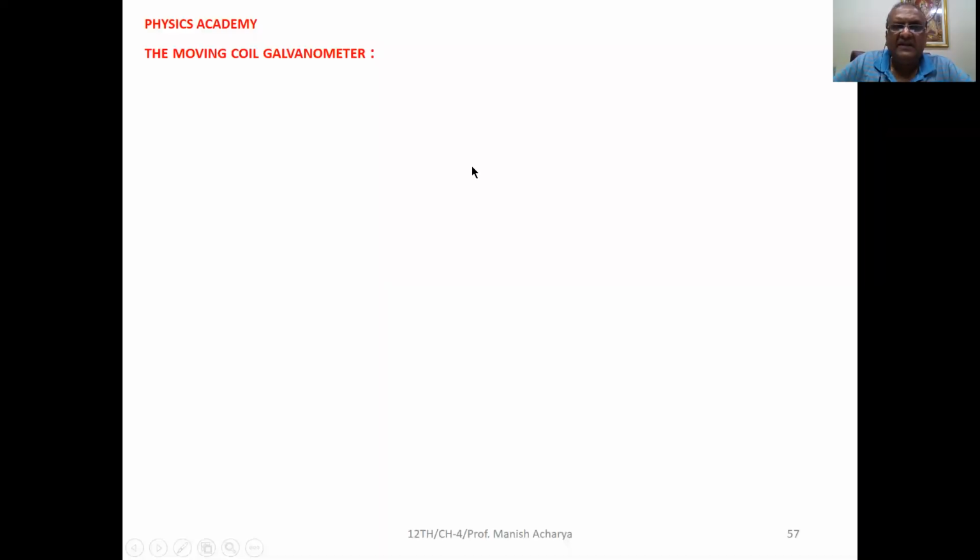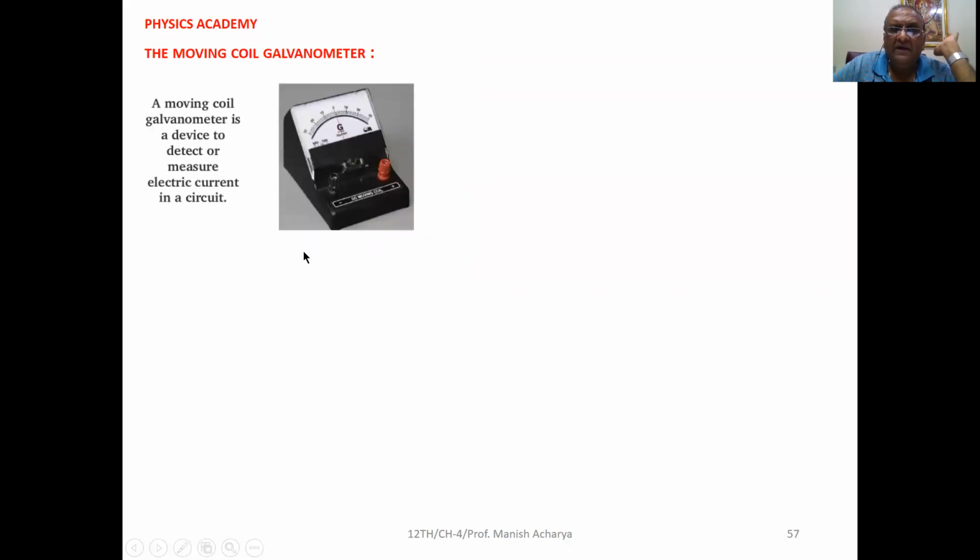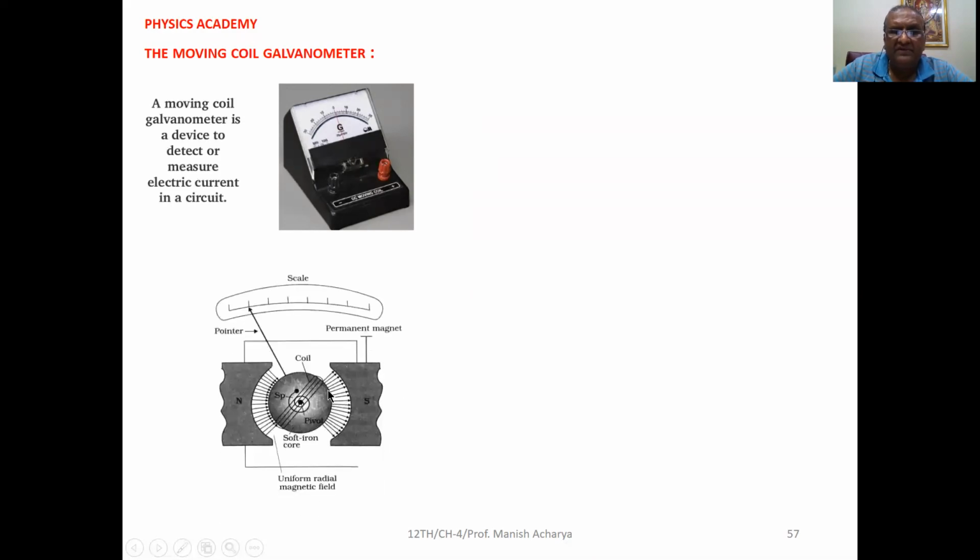The next topic is the moving coil galvanometer. A galvanometer is the device with the help of which one can detect or measure a very small amount of current. This one is the galvanometer which we use in the laboratory. Now this one is the schematic diagram for its construction.